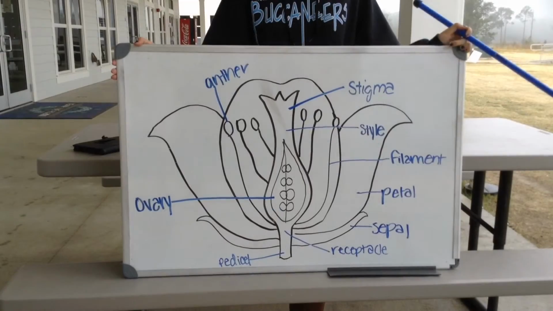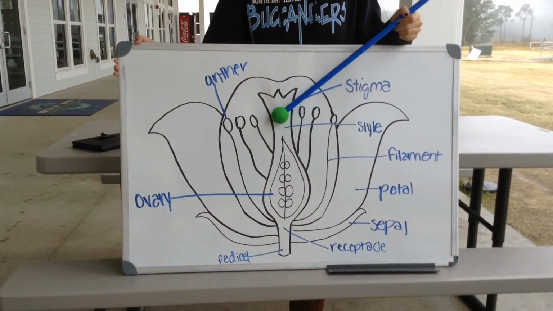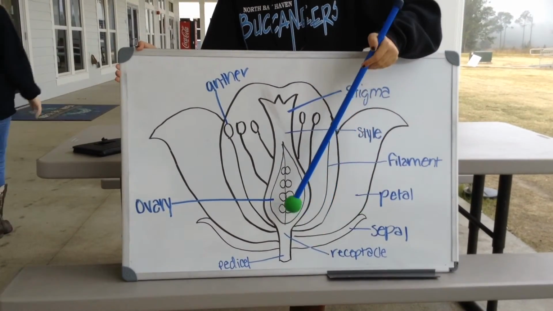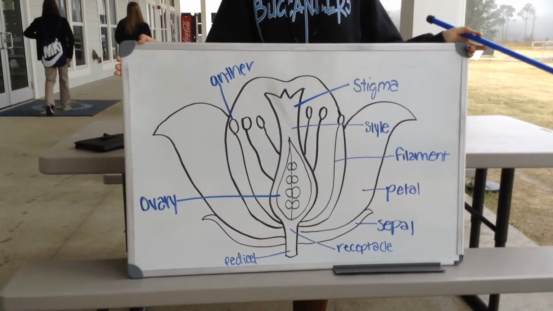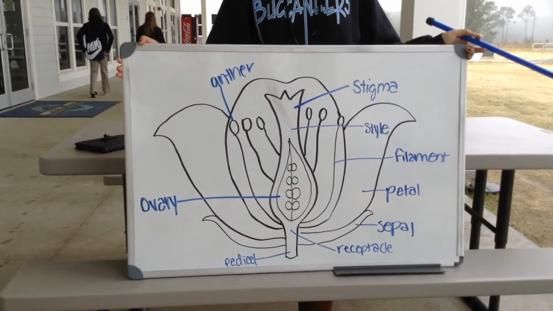A style, which is a long, slender stalk that connects the stigma and the ovary. An ovary, which is located at the bottom of the style and houses the plant's ovules, which contain the egg cells and supporting cells necessary for reproduction.